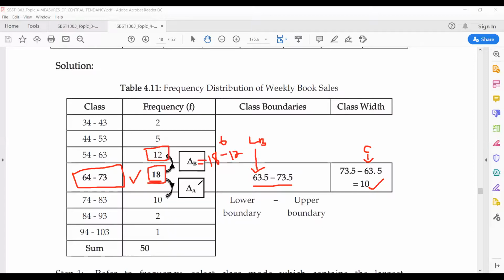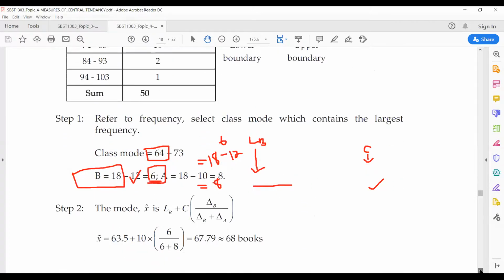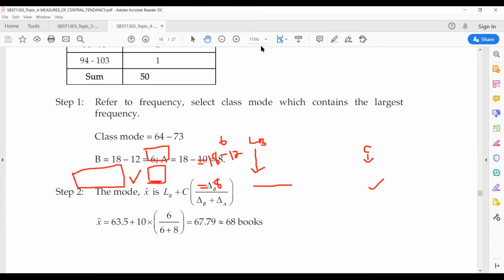Good. And then change after is the difference between the modal frequency and that just after it, which will be 18 minus 10, which is 8. Okay, good. So you go to the formula and substitute all these values. Once you go there, this is the formula.